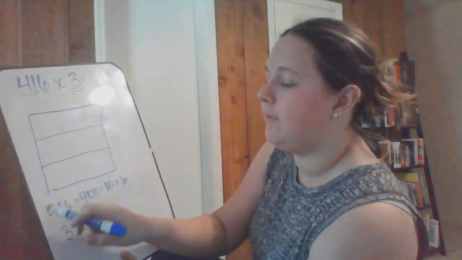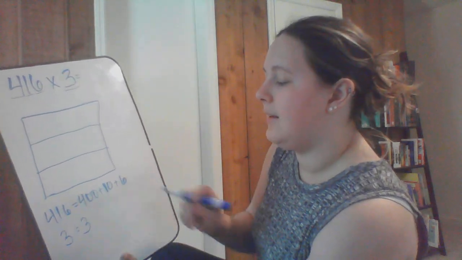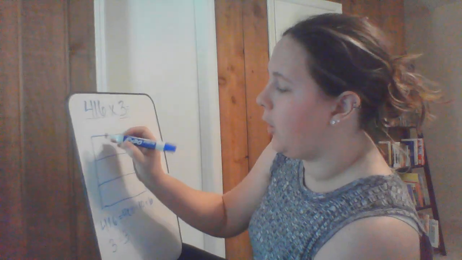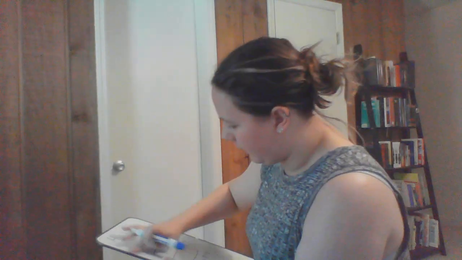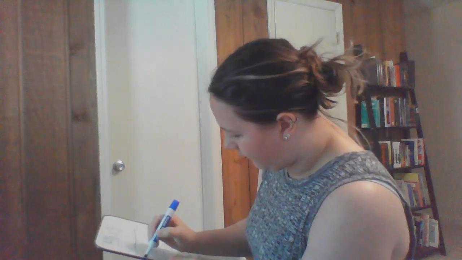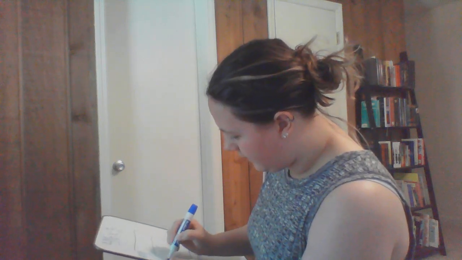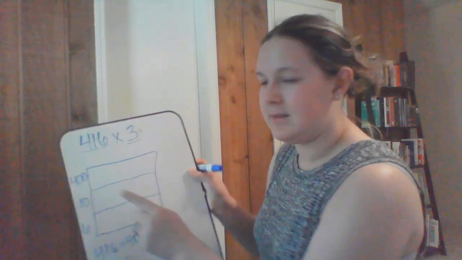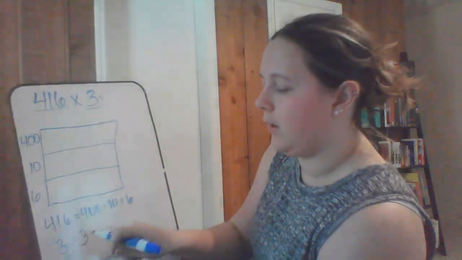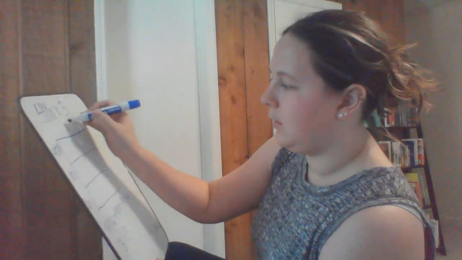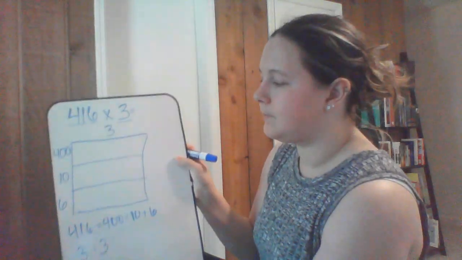So we're going to take our first set, the 400, the 10, and the 6, and we're going to label it going down. That's 400. Ooh, it's a little hard to see. Hold on. That's 400, 10, and 6. See how we've got them going straight down? Then we're going to take our single digit, our 3. We're going to label that at the top.